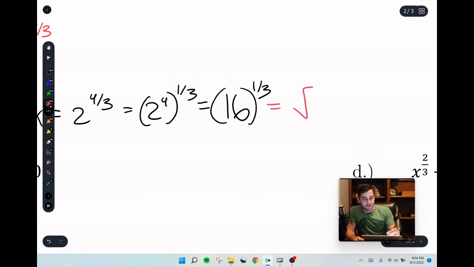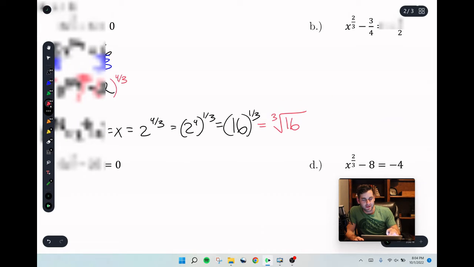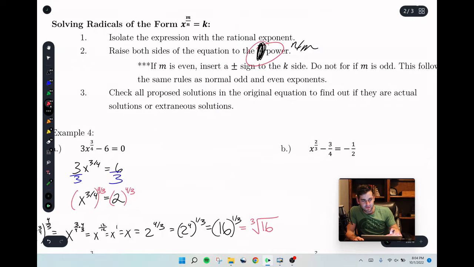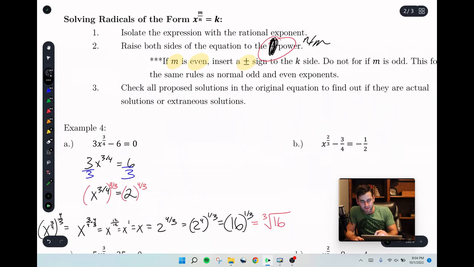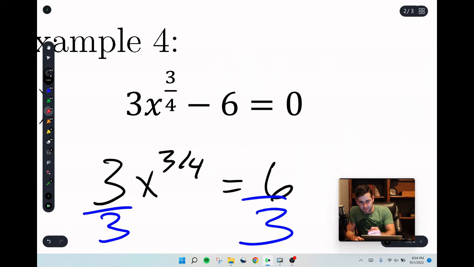And we could rewrite it as the cube root of 16 if we want to. But then we're going to check this last thing, where we have to add a sign. It says if m is even, we must add a plus or a minus. All right, let's look at our exponent. Say this was m. Even or odd? Odd. That means no plus or minus.